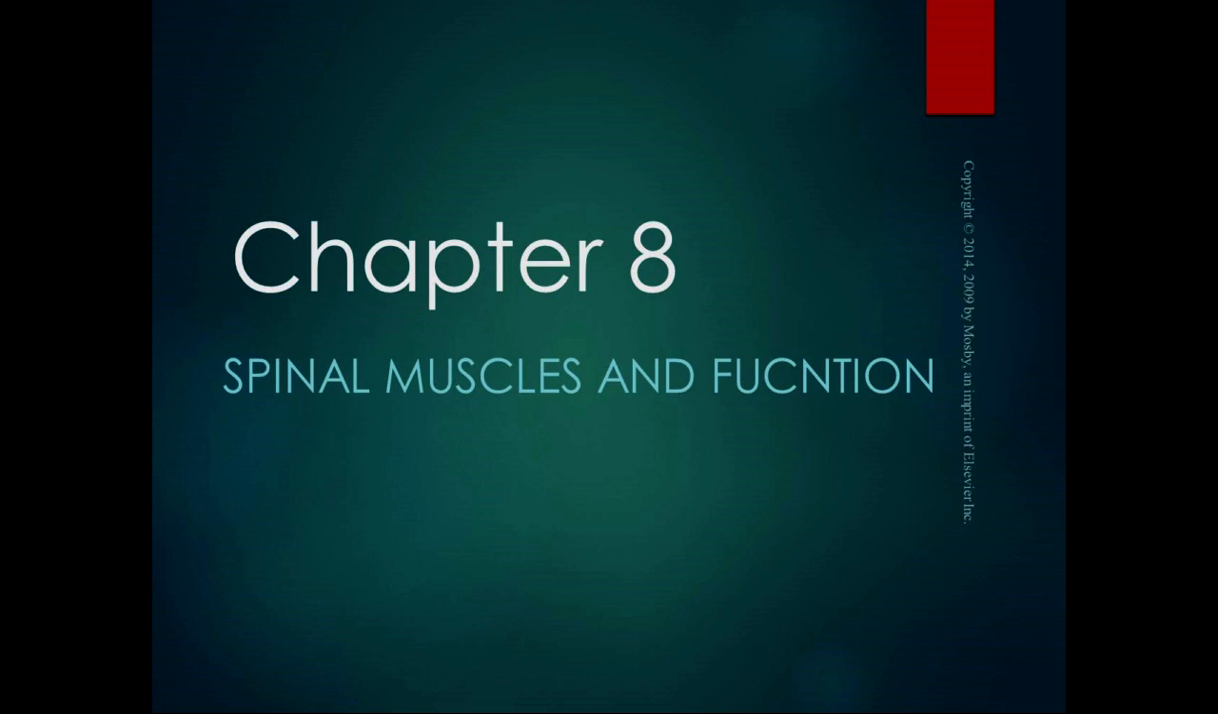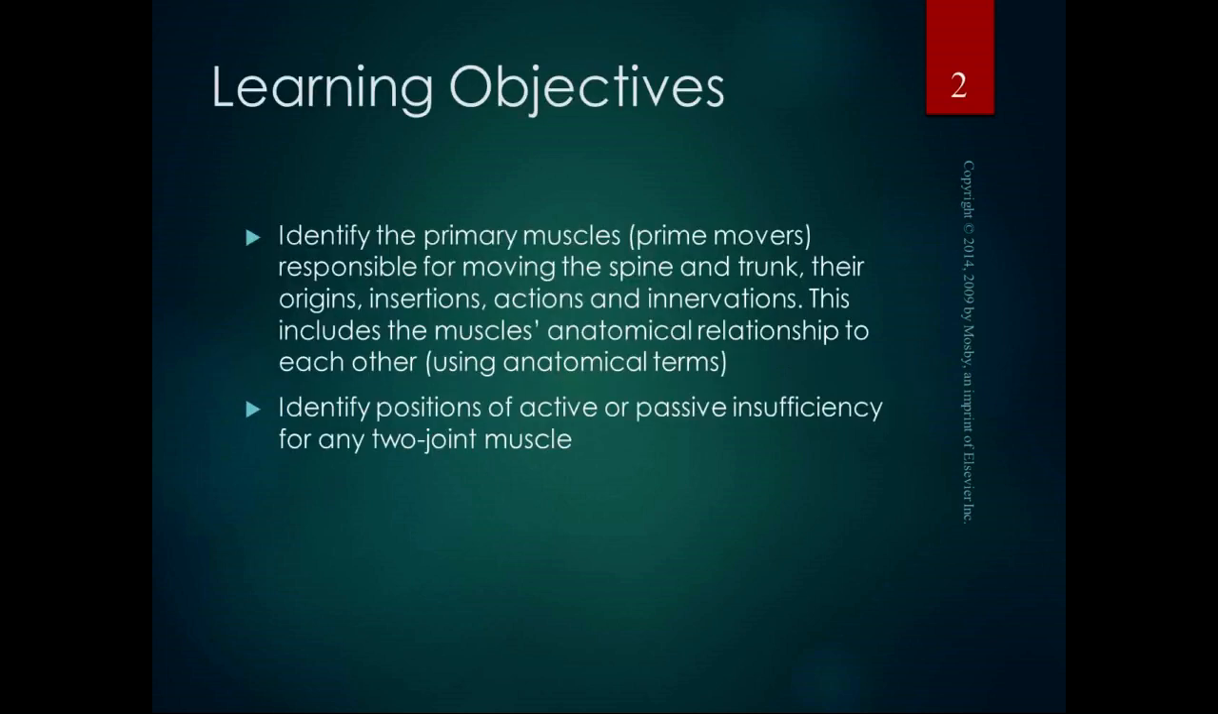Okay, and just like we did in all the other chapters, we're going to wrap this up by talking about spinal muscles and function. So the learning objectives for this, just like in all the other chapters: identifying the primary muscles, the prime movers responsible for moving the spine and trunk, and that includes the head and neck. Their origins, insertions, actions, and innervations.